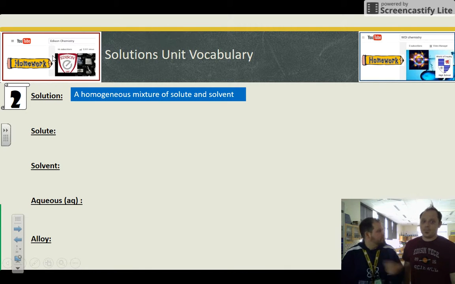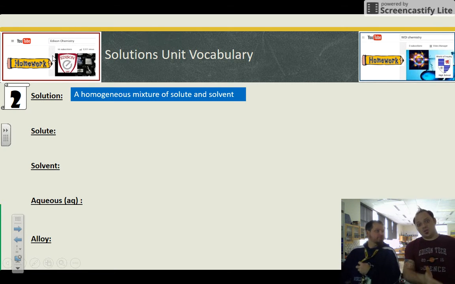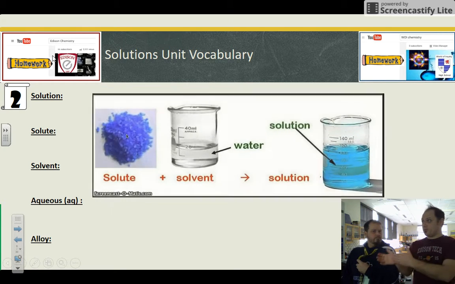Homogeneous is not one of our words, so let's just do that right now, as it's from many units ago. Homo means the same. Genius means composition. So same composition throughout. Same composition mixture. There we go. Solutions look like they're the same from the beginning to the end.